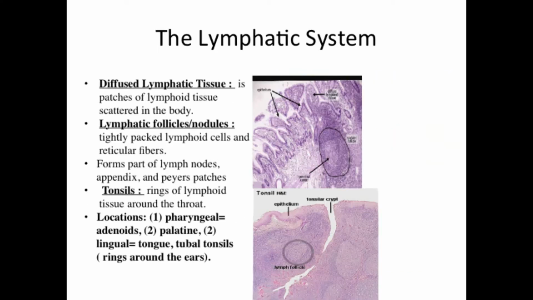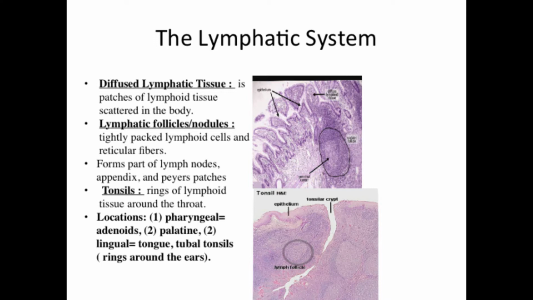Diffuse lymphatic tissue. Diffuse lymphatic tissue is patches of lymphoid tissue scattered in the body. Lymphatic follicles are tightly packed lymphoid cells and reticular fibers. Lymphatic follicles form part of lymph nodes, appendix, and Peyer's patches.